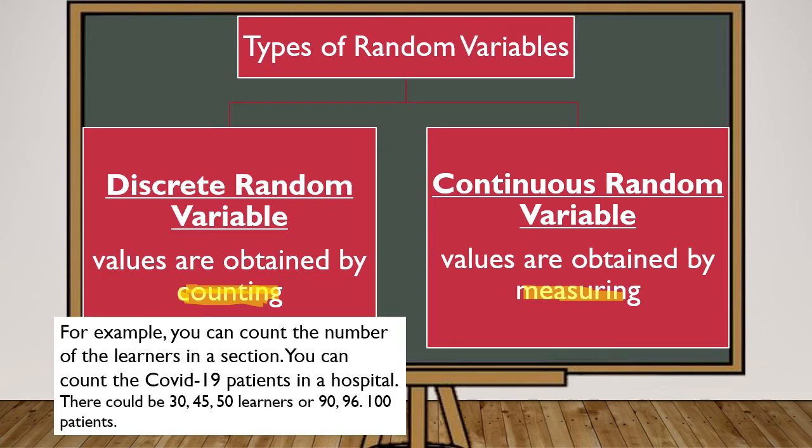So, examples of discrete random variables we have here. We can count the number of learners in a section. If we are having face-to-face classes, I can count you individually. How many are you in a section? You could be 30, 45, or 50. We can also count the number of COVID-19 patients in a hospital. How many patients are there in a hospital? It could be 90, 96, or 100 patients. So observe that the values are expressed as whole numbers.